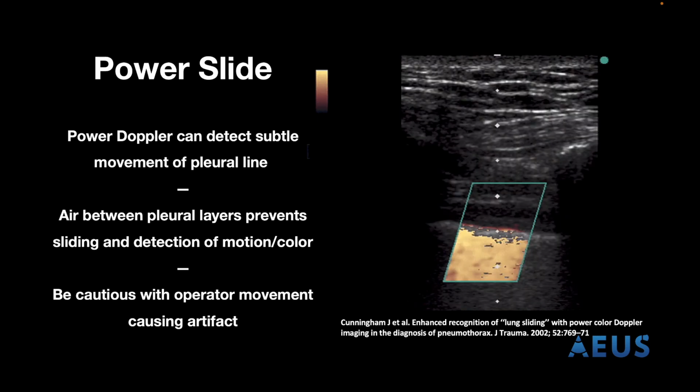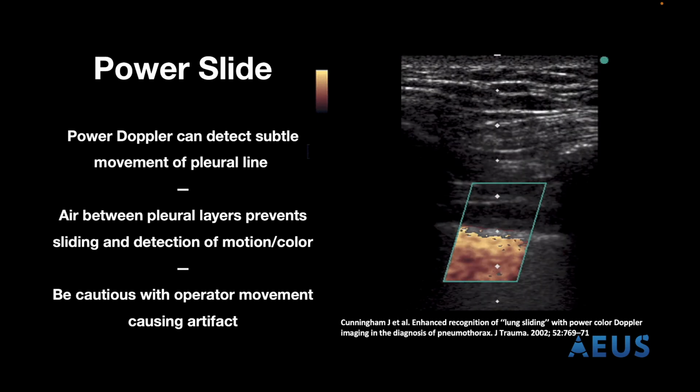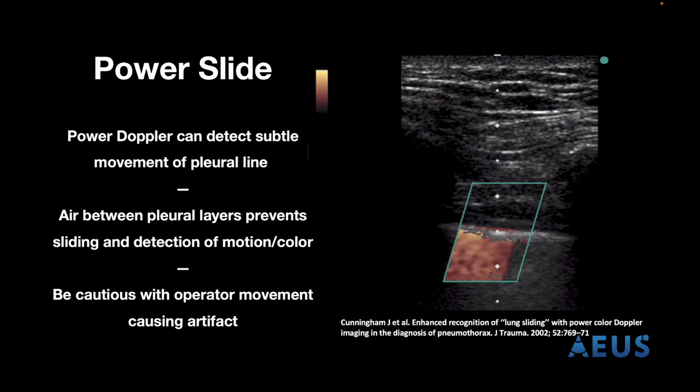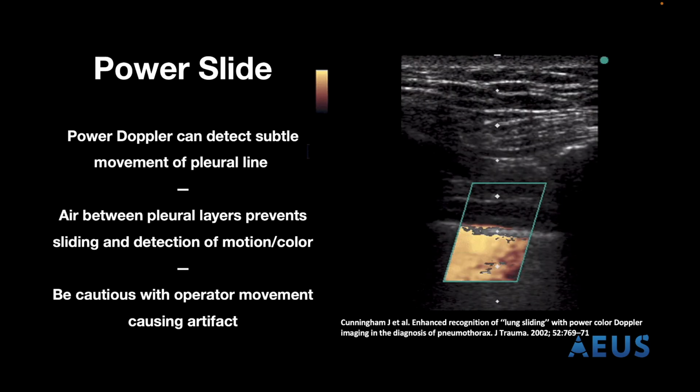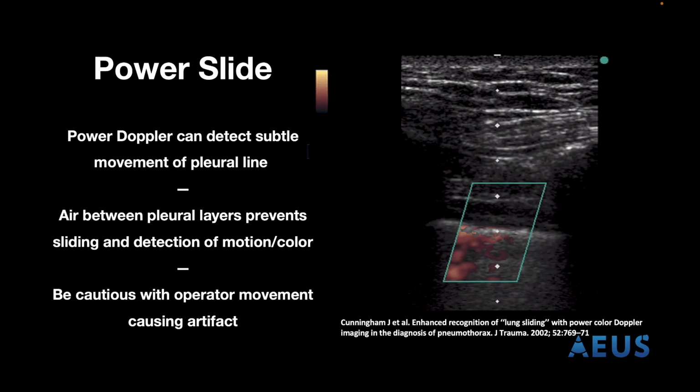One caveat is that because power Doppler is so sensitive, it's important to keep the probe steady with your hand stabilized on the chest to prevent motion artifact that can be mistaken as lung sliding.